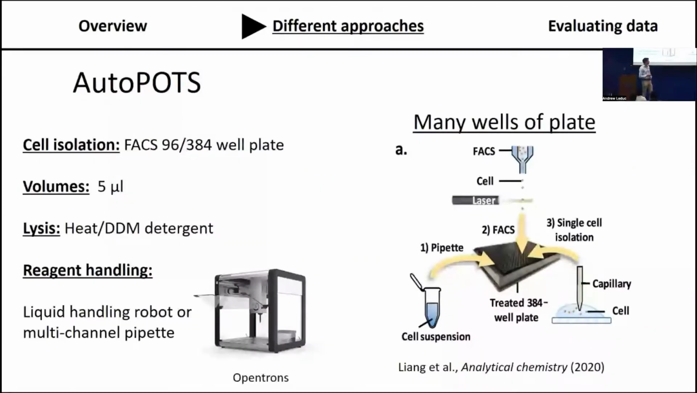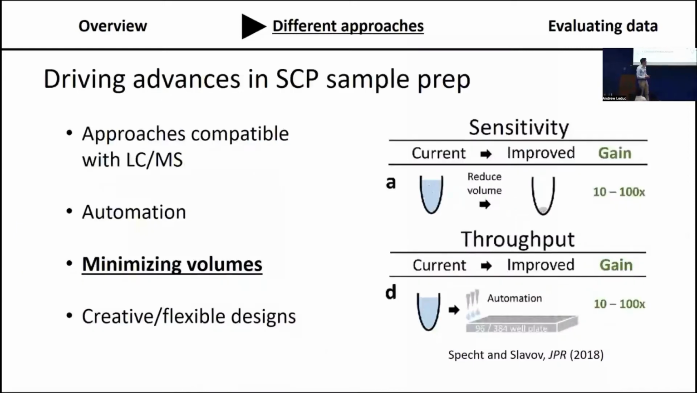And another method along these lines from the Kelly lab was autoPOTS, which also prepares samples in 384 well plates and uses further automation systems like the Opentrons that can allow, just past the dispensing of reagents, can also allow you to combine samples, and has this nice additional layer of automation that can further speed up the rate of samples being prepared.